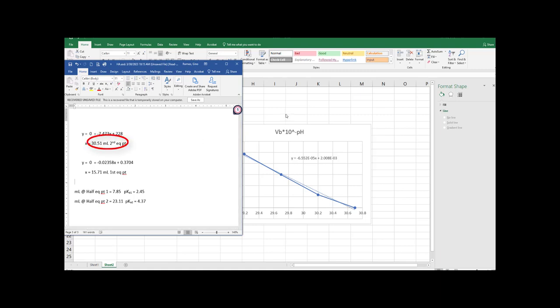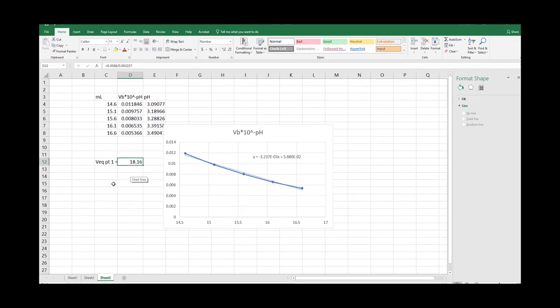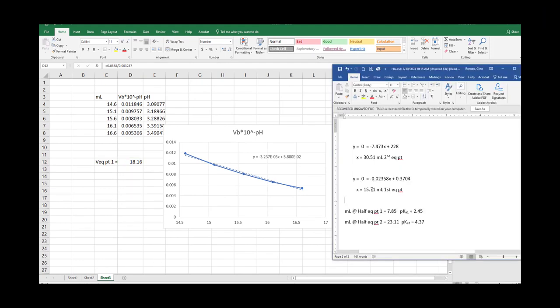To increase the precision between the two methods, smaller increments of sodium hydroxide could be added to the acid solution to increase resolution as the equivalence point is approached. Now I'll collect data around the first equivalence point. According to our Gran plot, the volume at equivalence point 1 is 18.16, which is quite different than the equivalence point volume provided by the second derivative plot.